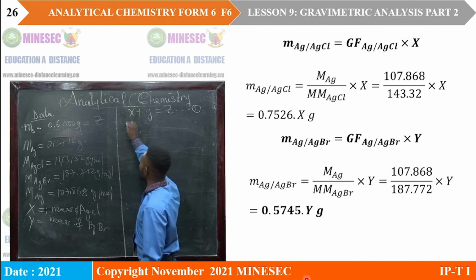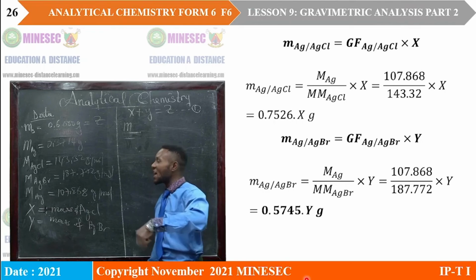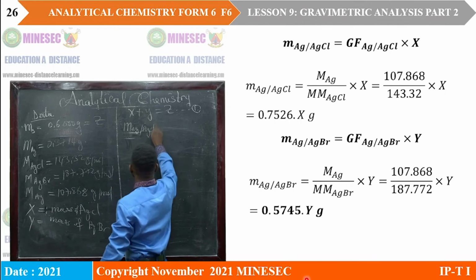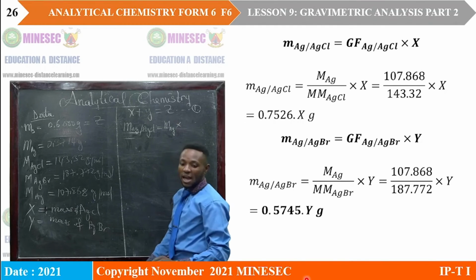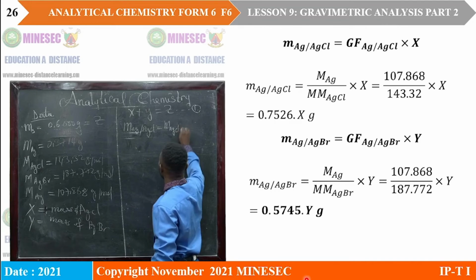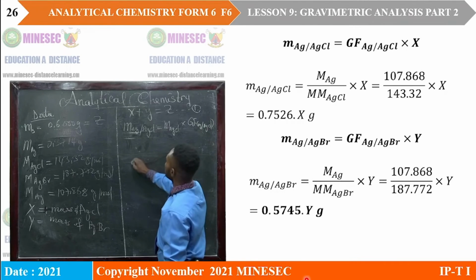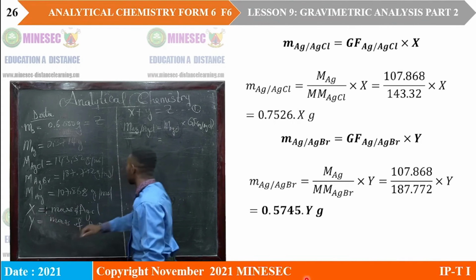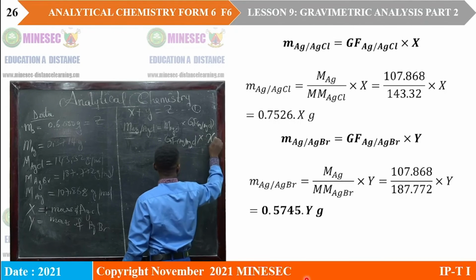The next thing we need to know is the mass of silver in each sample. The mass of silver coming from silver chloride is equal to the mass of silver chloride times the gravimetric factor of silver in silver chloride. And what is the mass of silver chloride? We said the mass of silver chloride is X. So we have here the gravimetric factor of silver in silver chloride times X.